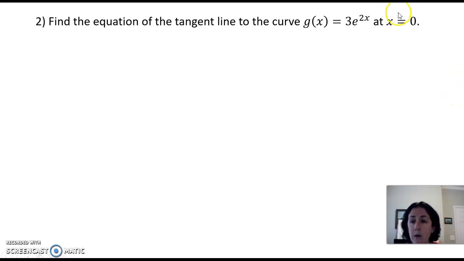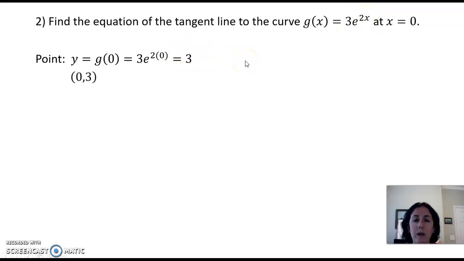Now we don't have the point, we only have half a point, so we're going to need to find the y value that goes with this point. What is the ordered pair on this graph when x equals 0? So the y value we're looking for is the function evaluated at 0. So we'll plug in x equals 0. 2 times 0 is 0. Anything to the 0 power is 1, and 3 times 1 is 3. So the point we're at is 0, 3.